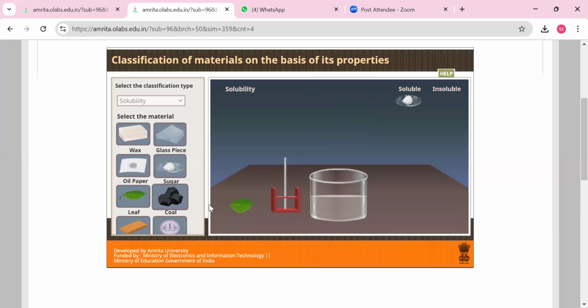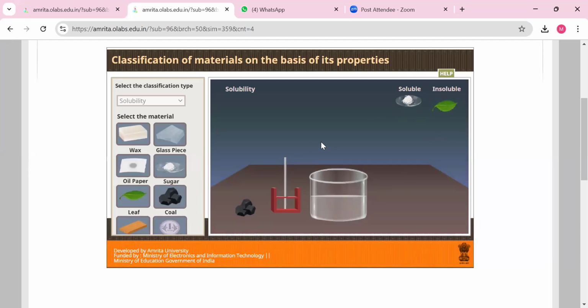And then next one, I'm going to choose the leaf. I am putting the leaf into the beaker, take the stirrer and stir that material. The leaf is not soluble, so this is called insoluble. The leaf is not soluble in this water, so this is called insoluble material.